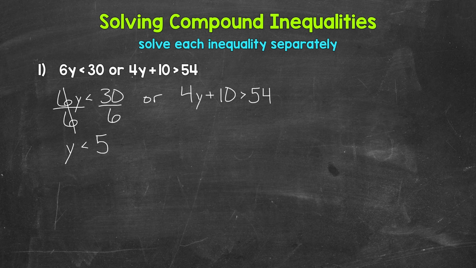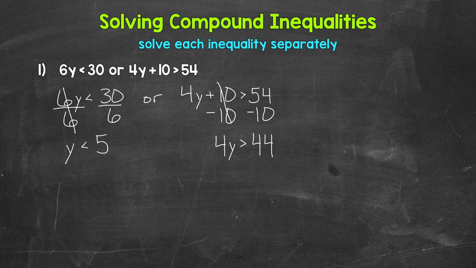Now let's solve 4y plus 10 is greater than 54. We have multiplication and addition, so we need to undo the addition first. The inverse operation is subtraction. So let's subtract 10 from the left side and the right side as well. Now the 10's on the left cancel each other out. So we have 4y is greater than, and then on the right side, 54 minus 10 gives us 44. So we have 4y is greater than 44.